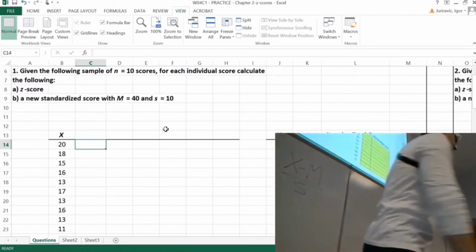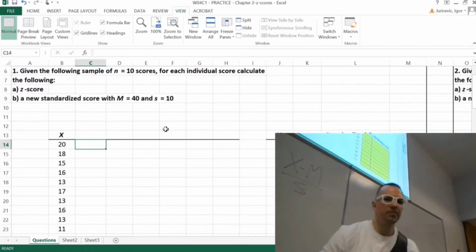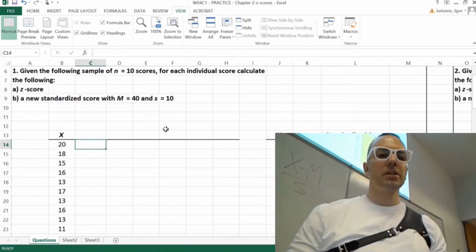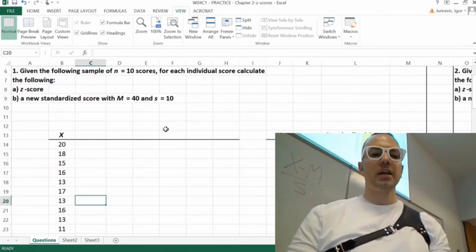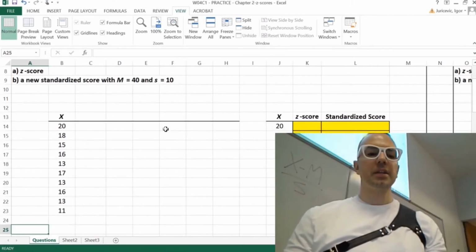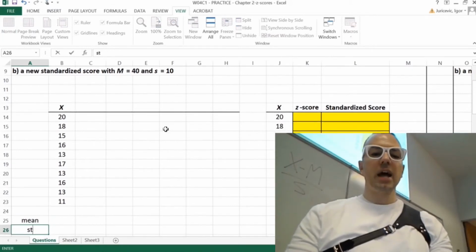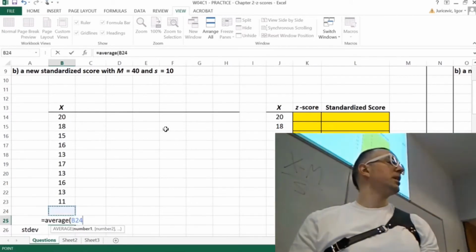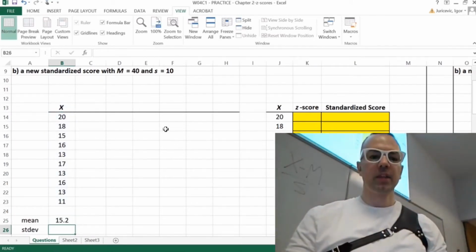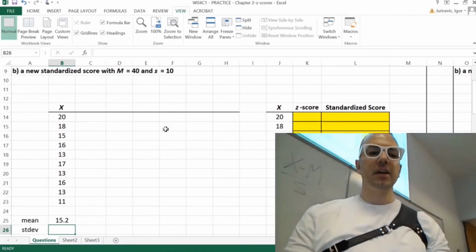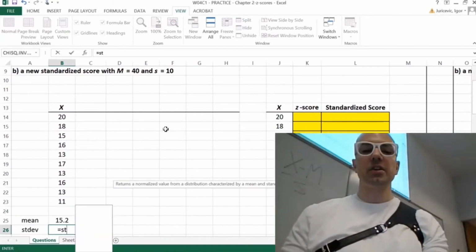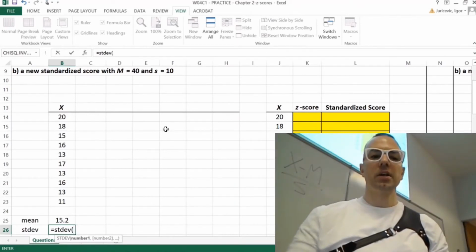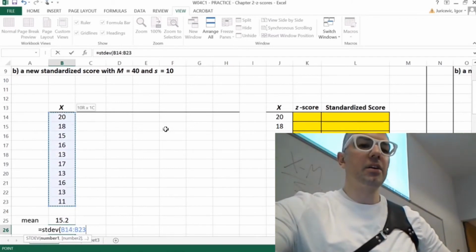We're going to want to set up Excel so that we can calculate the raw score minus the mean divided by the standard deviation. So we might say to ourselves, all right, let's go down here and calculate the mean and the standard deviation of these scores. So equals average, open parentheses, highlight your scores. We see that we have an average of 15.2. Equals STDEV for sample standard deviation, so no dot P. So equals STDEV, highlight those scores, close your parentheses, and there we have our standard deviation.